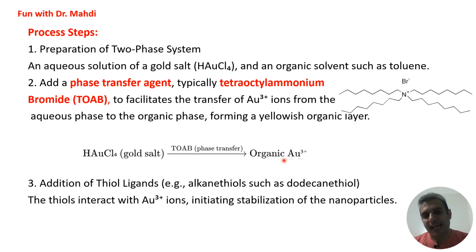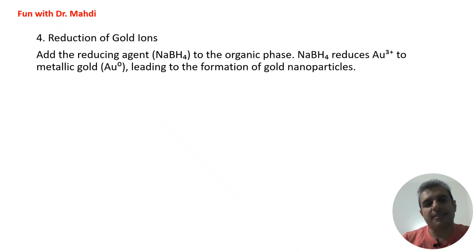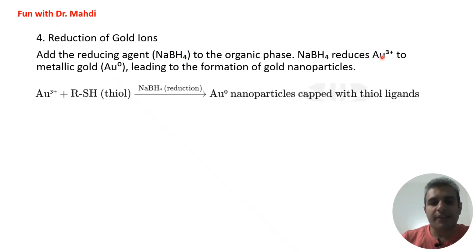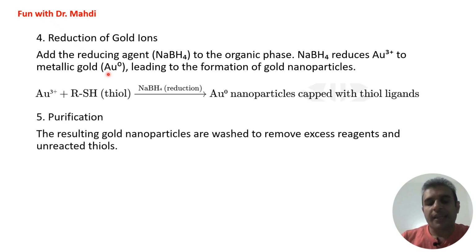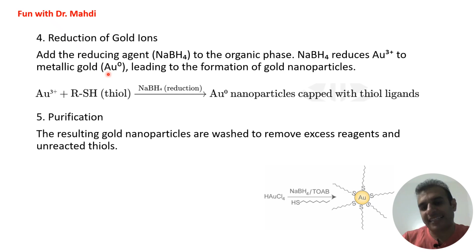Next, we need to add thiol ligands as a stabilizing agent. For example, we can use alkyne thiol. Most of the time we use dodecanethiol. When we use dodecanethiol, they will interact with Au3+ and prevent agglomeration. The next step is the reduction of gold ions, and for this purpose we need to use sodium borohydride as a reducing agent, and after that Au3+ is reduced to Au0. The last step is purification. For purification we need to wash it many times to remove excess reagents and also unreacted thiols.